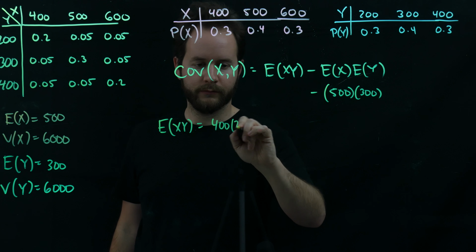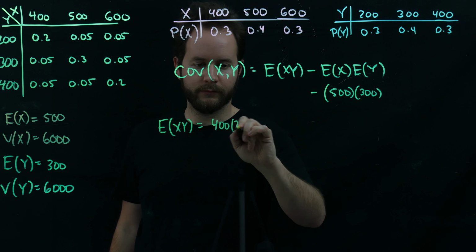And then we do it again, but for this probability. So 500 times 200 times 0.05. And then we keep going. We do 600 times 200 times 0.05. We're going to do this for every single probability value inside this table. Now this all adds up to be 153,000, period. That's it. That is your e of xy.